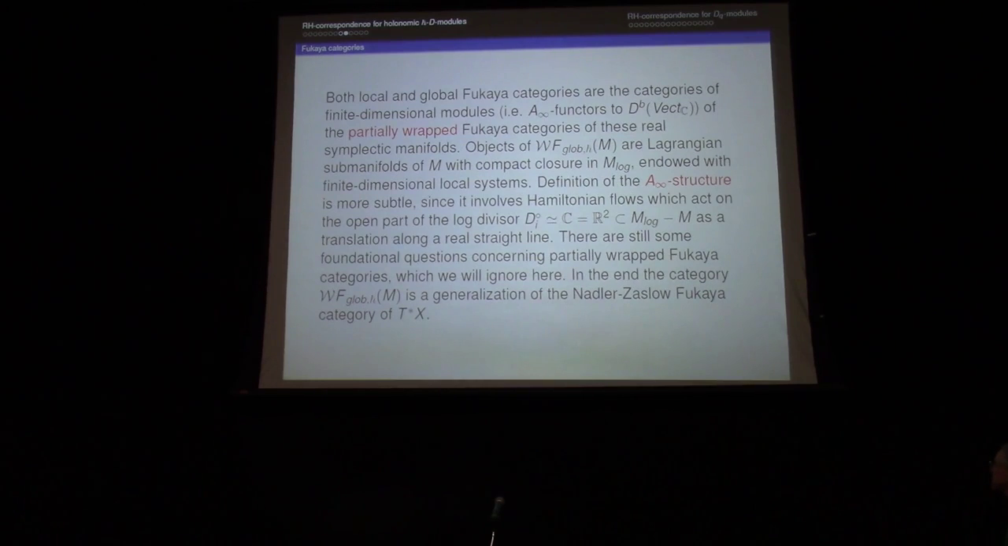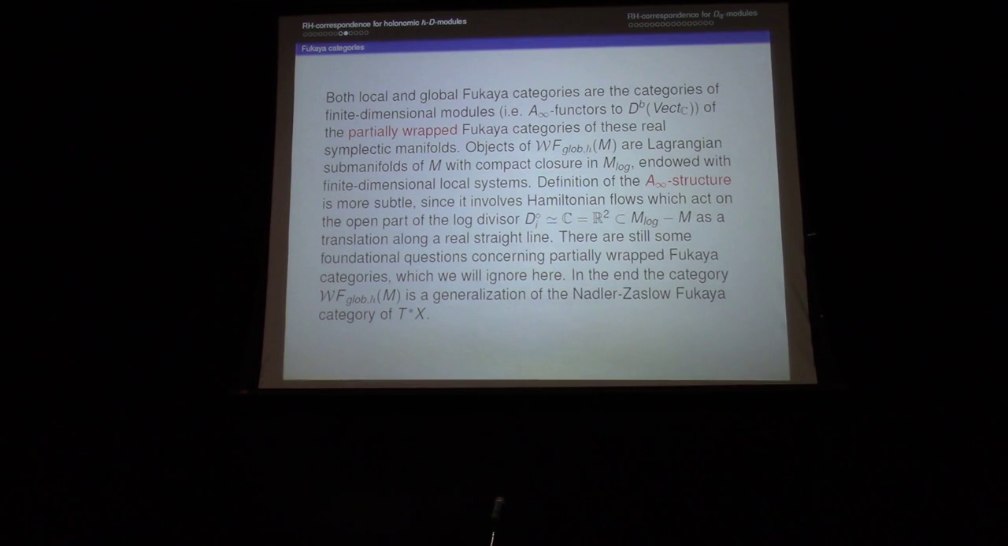Now, the A-infinity structure is a bit more subtle because it should involve some Hamiltonian flows. There is an explicit description of appropriate Hamiltonian flows. Just for completeness, I mention that this Hamiltonian flow is of such a nature that for an open part of every exceptional divisor, so this difference is a union of normal crossing divisors, which are P1s, and on the open set, which is just R2, this Hamiltonian flow acts by translation along some real line.